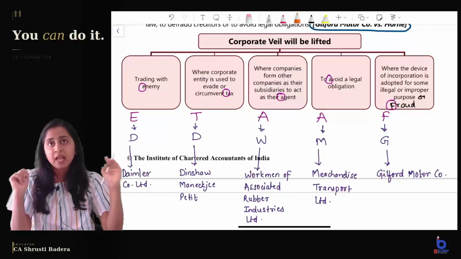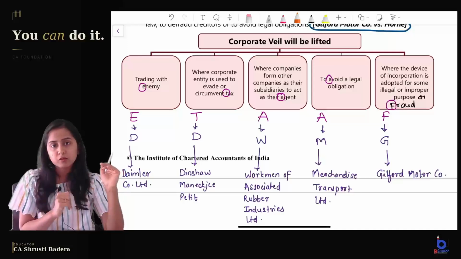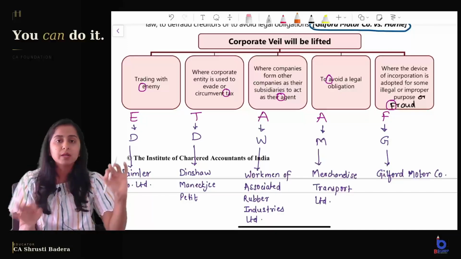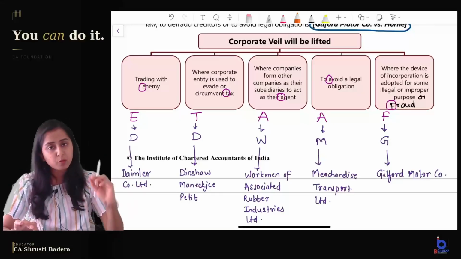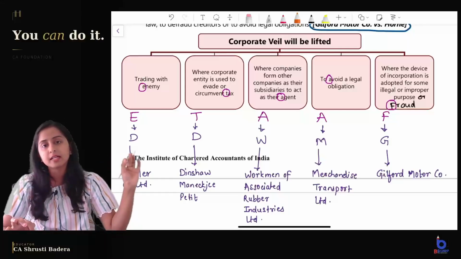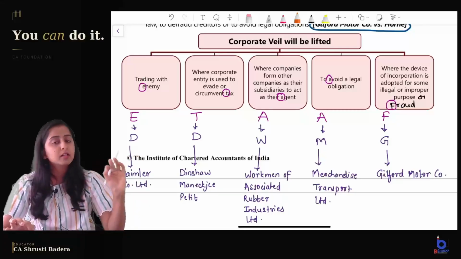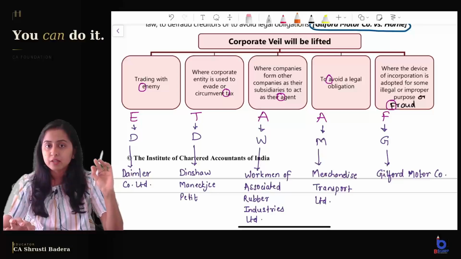ETAF, right? And they have a specific case law for each of the points. To remember the case law, remember the mnemonic DDWMG. ETAF DDWMG. So for the enemy point, which case law is there? Daimler Company Limited versus Continental Tire and Rubber Co. D, Dinshaw, and exhibited the case of evasion of tax.